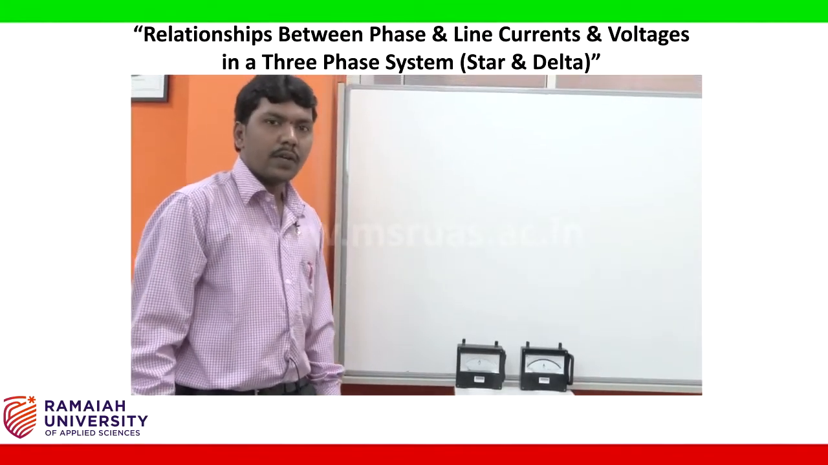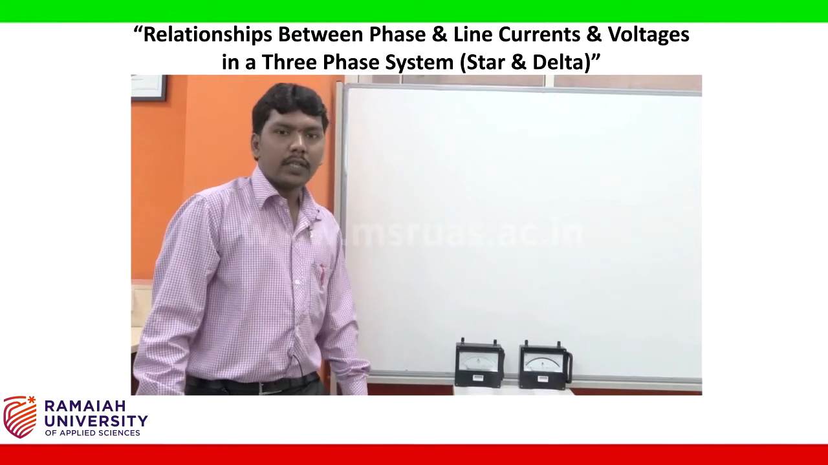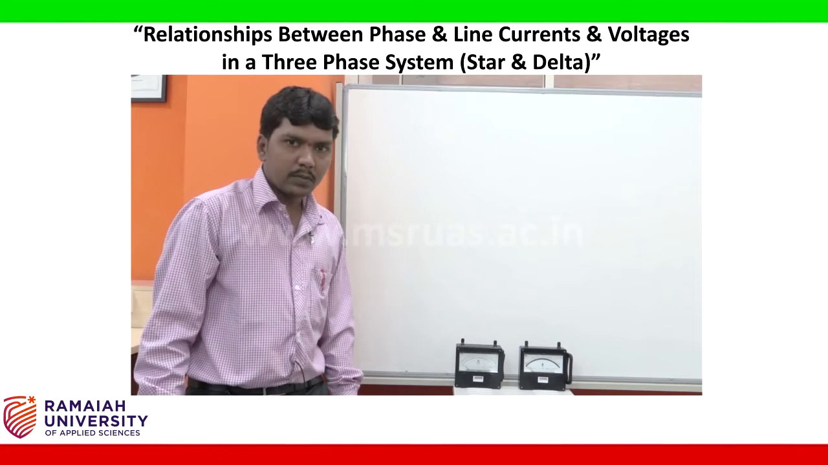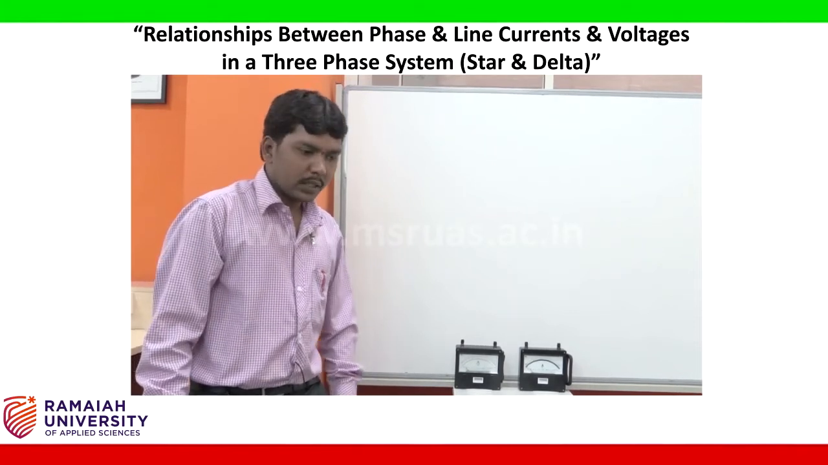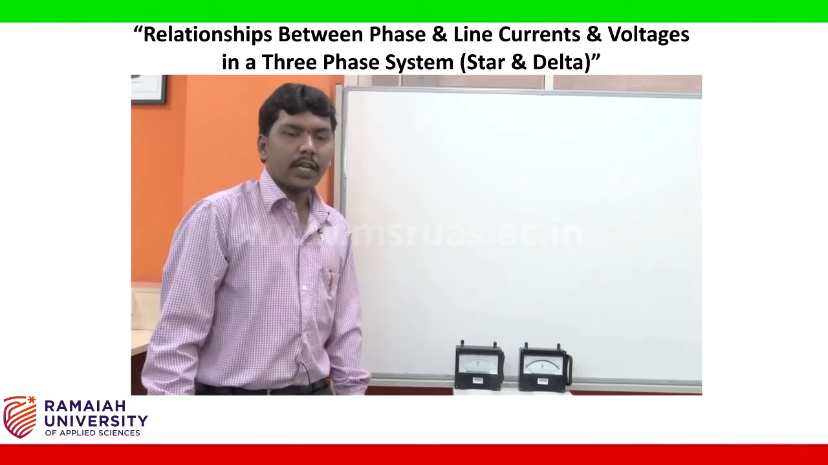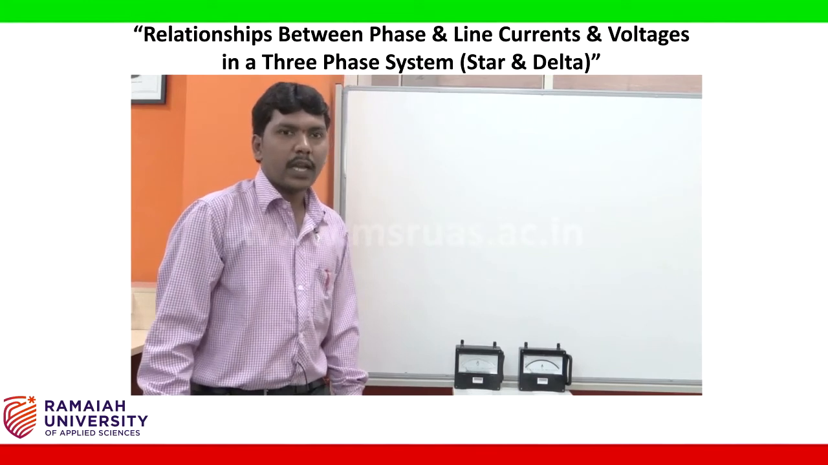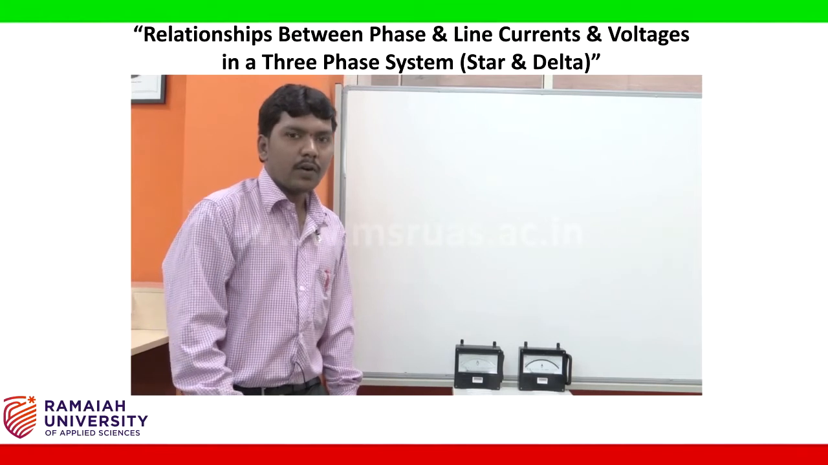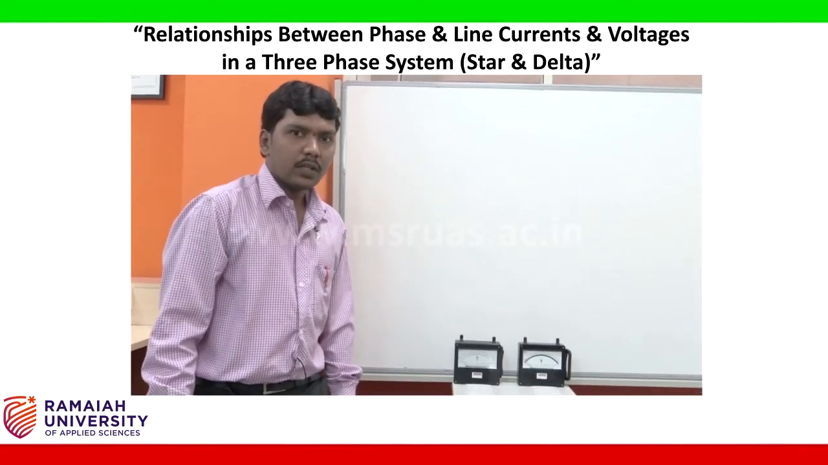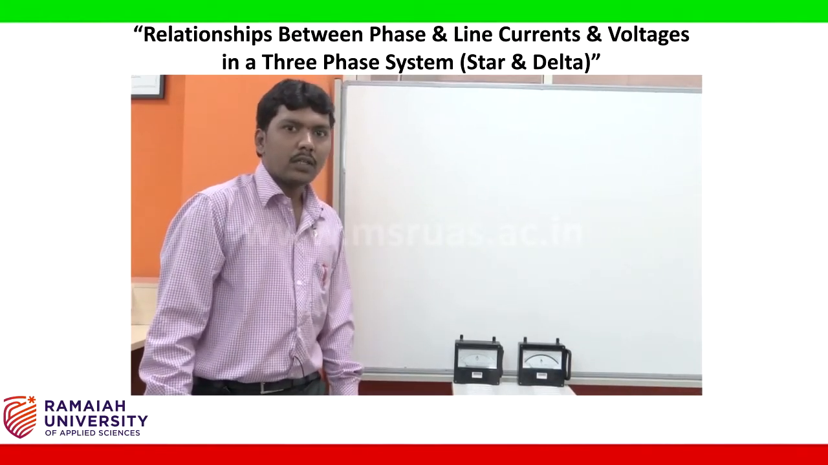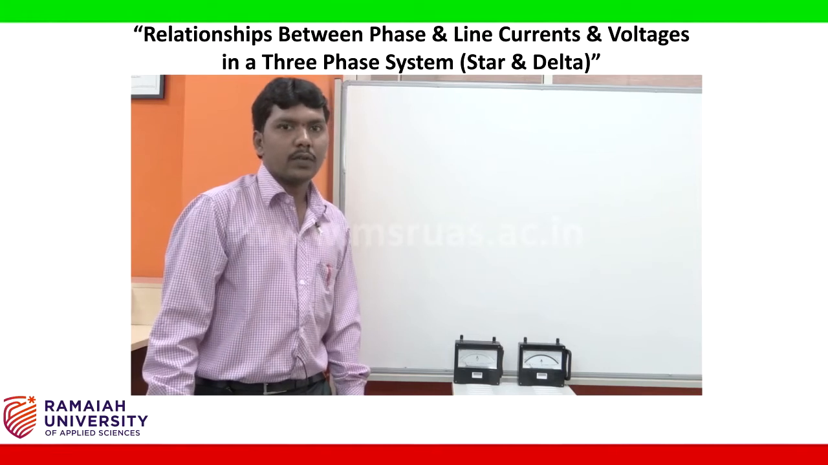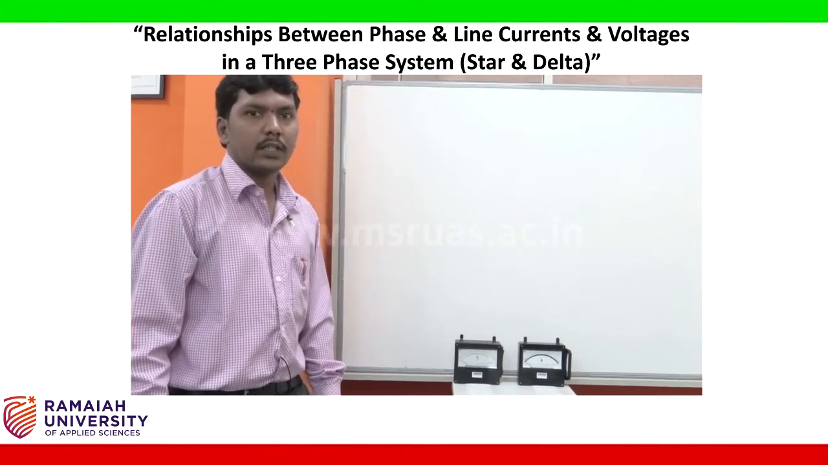Now you can verify the voltage relationship in the case of a 3-phase system using star connection, that is VL is equal to root 3 times the V phase. That means the line voltage is equal to root 3 times the phase voltage. Here we have applied a line voltage of 400 volts, and with the applied voltage we got 230 volts as the phase voltage. So 400 volts is equal to root 3 times 230 volts. With this, the experiment is finished.